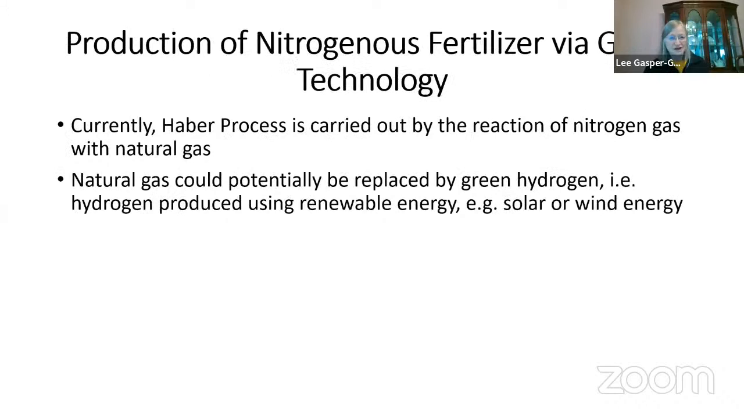So it's important to note, especially for the case of our group, that the production of nitrogenous fertilizer can be done by green technology. Currently, the Haber process is carried out by the reaction of nitrogen with natural gas. However, the natural gas could potentially be replaced by green hydrogen, that is, hydrogen produced by using renewable energy such as solar or wind energy.